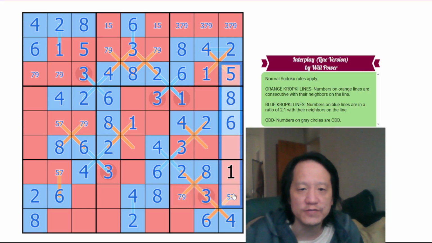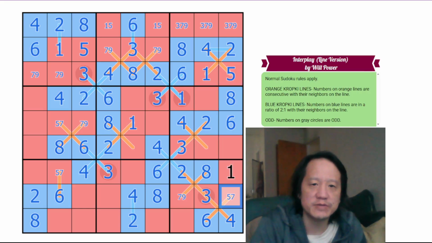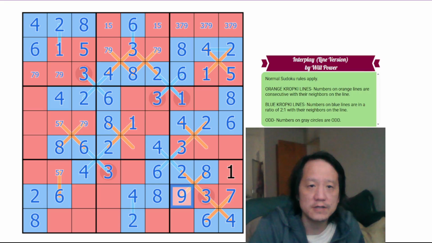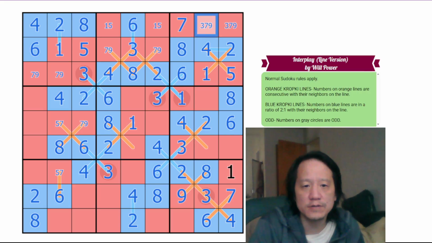Cannot be 5 because of 5 in the column. So this must be 7, which makes this 9. This can't be 3 or 9, so it's 7. This can't be 3 or 7, so it's 9, which makes this 3. That's 3 in the corner. We celebrate because we know we're close to solving it.